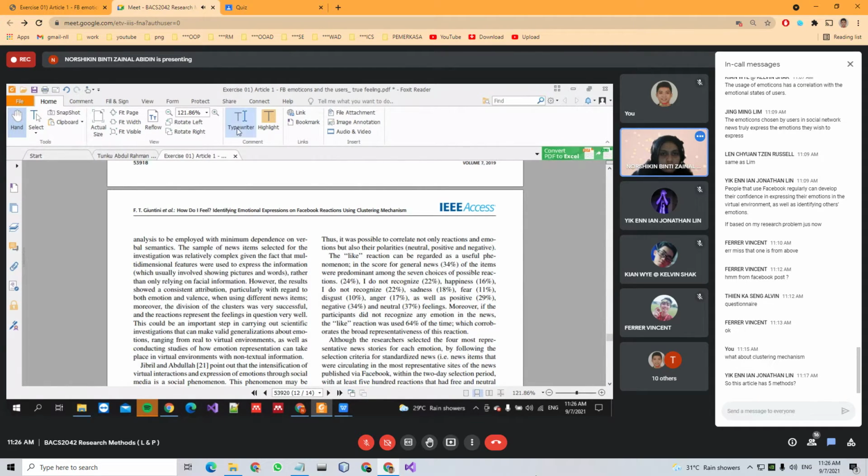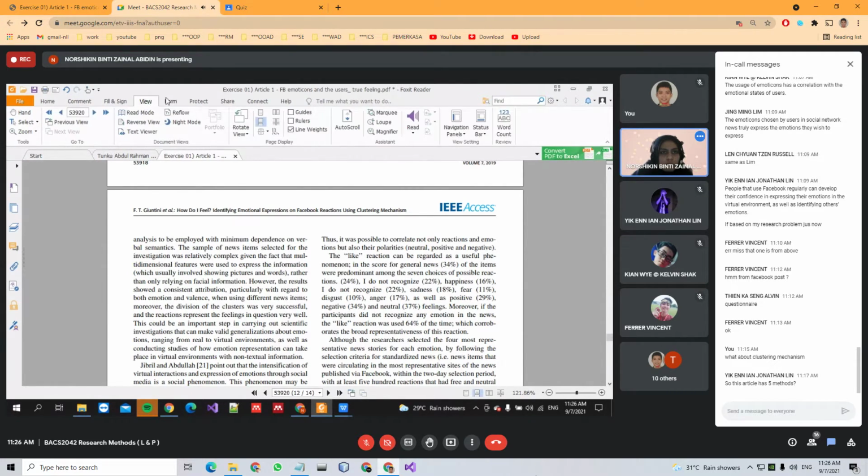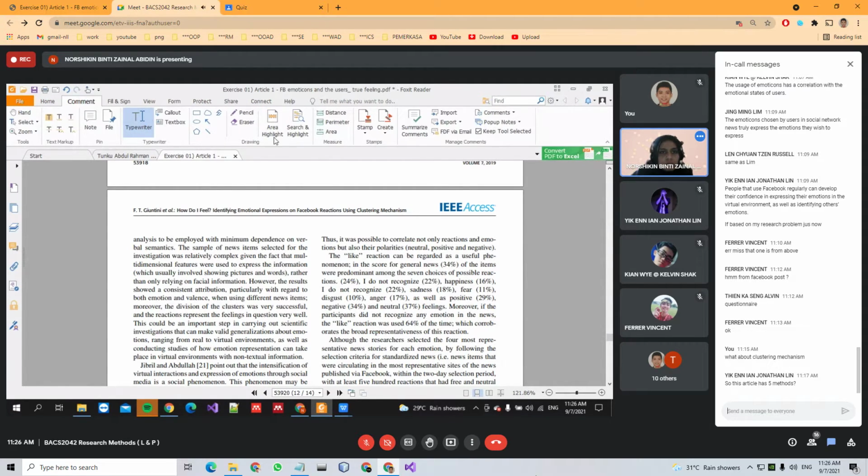Okay, I found one. This one. This part can be the gap, or what the researcher suggests the next researcher should do, and that one is first.